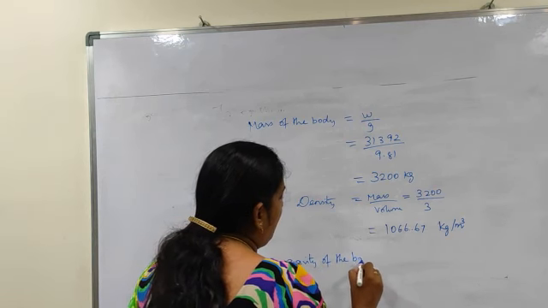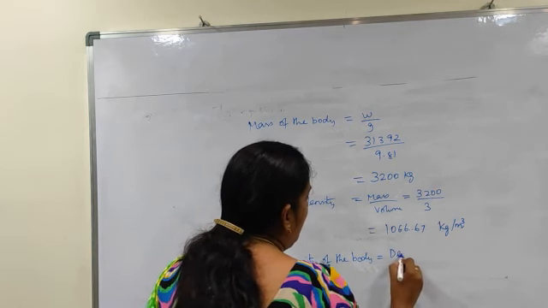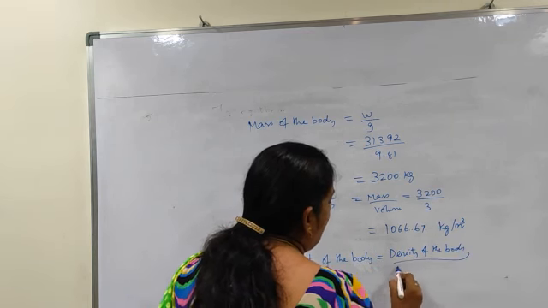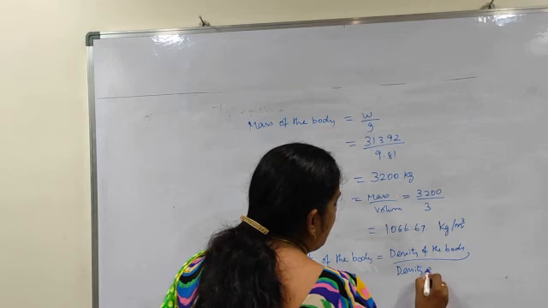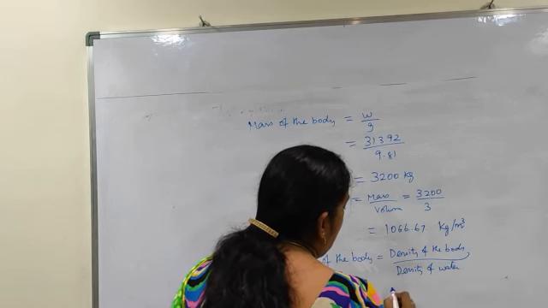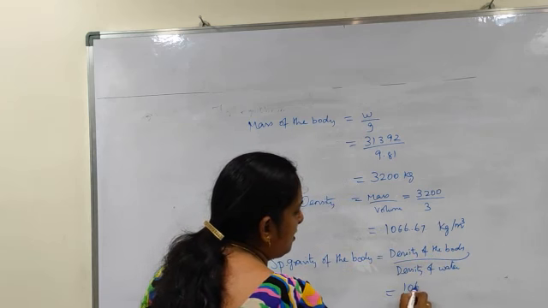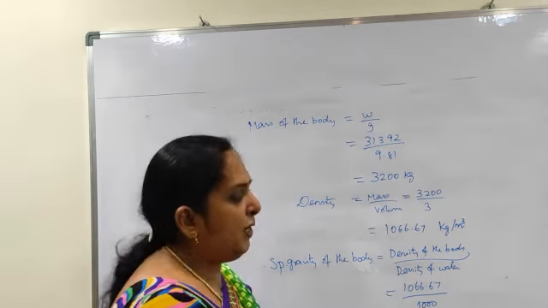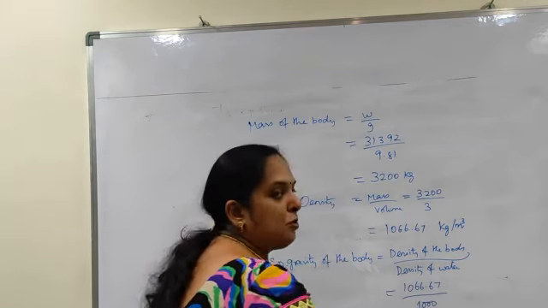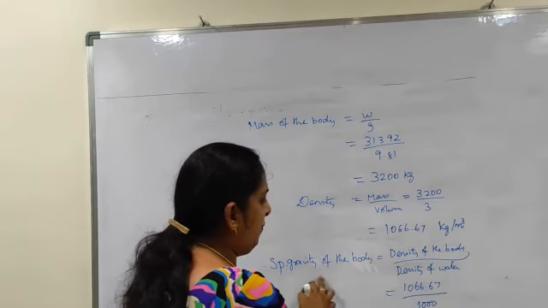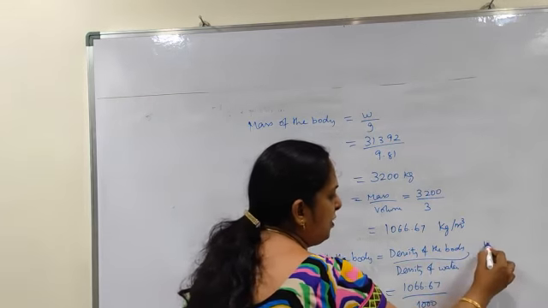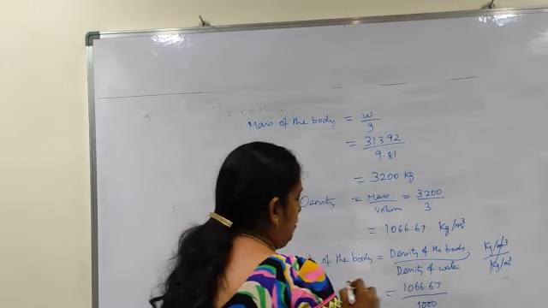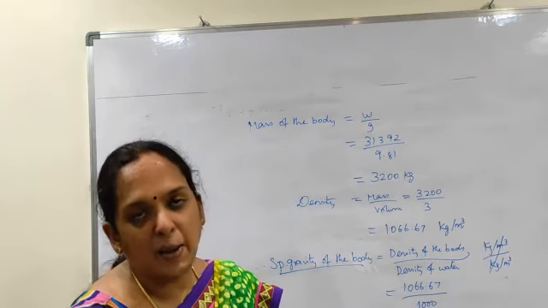So specific gravity of the body, as per the equation, is the density of the unknown body by the density of the standard fluid. Here the standard fluid is water. So the density of the body is 1066.67 and the density of water is 1000 kg per meter cube. Both are in kg per meter cube. So the unit for specific gravity will be kg per meter cube divided by kg per meter cube. It gets struck off. So the specific gravity of the body is a dimensionless number.